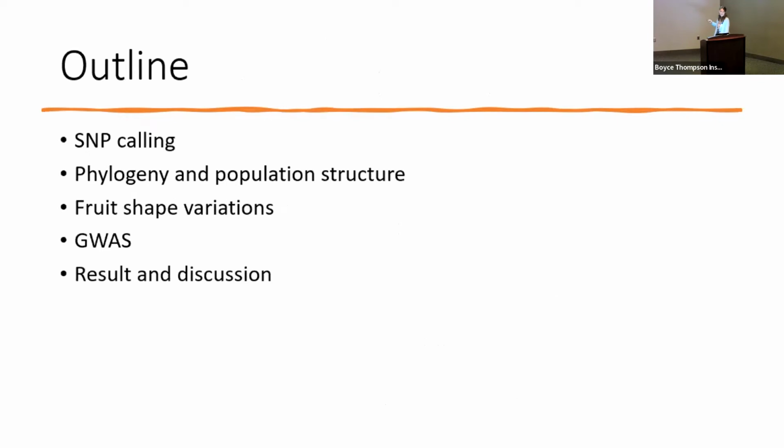How I go about doing this is I start by calling the SNPs. So I have to find them in the genome, and then look at the phylogeny, the population structure, and genetic relatedness of the accessions. Then also look at the phenotype data, the fruit shape variations, and then finally perform the GWAS.